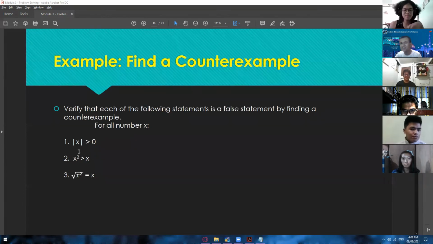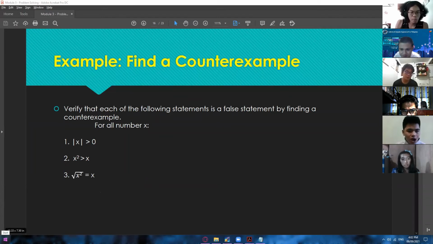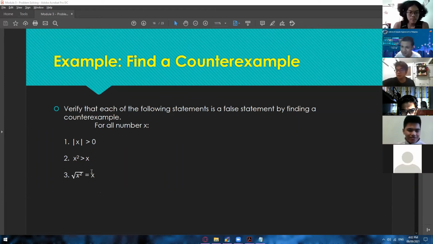The answer to number 1 is 0. So 0 is not greater than 0. How about number 2? Just find one counterexample. 1, sir. Yeah, that's correct. 1 squared is 1, but 1 is not greater than 1. What about number 3?